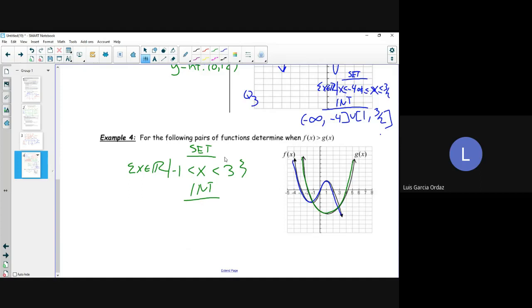Open bracket -1, open bracket 3. Yep. And just for the sake of knowledge, we have our number line. We have -1 here and 3 over here. How would it look like on our number line? Open or closed circles? Open. Open, and then it's just the intersection in the middle.